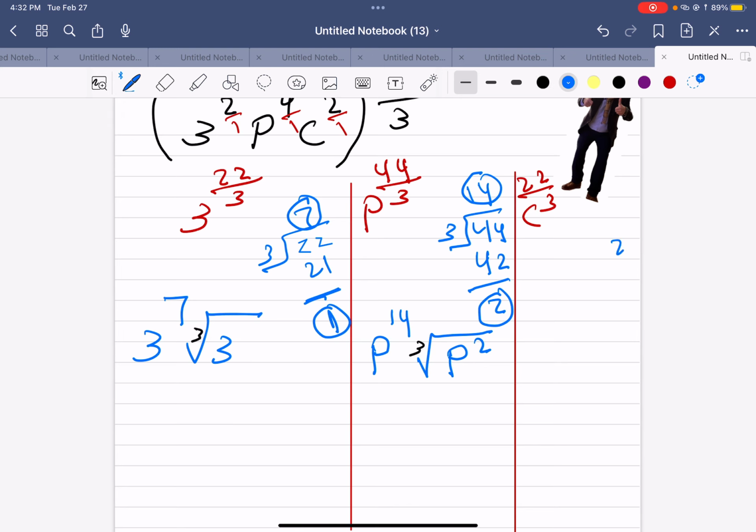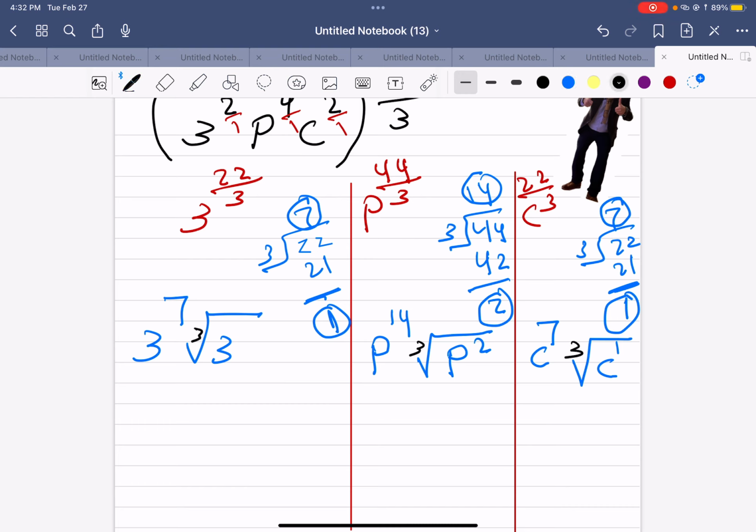All right. Now, the last one, C. So 22 divided by 3 is 7. 21, the remainder is 1. I care about this. That is C to the 7 and C inside to the first power. And again, degree is what? Is 3.